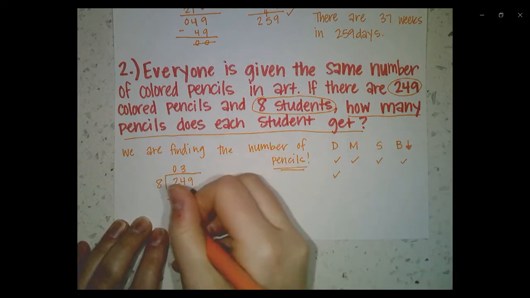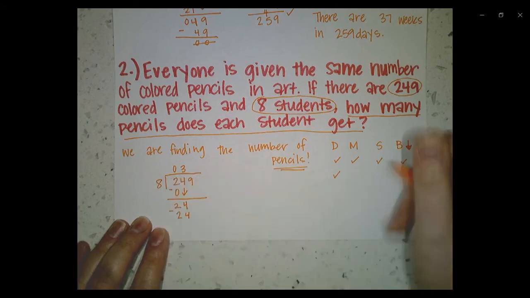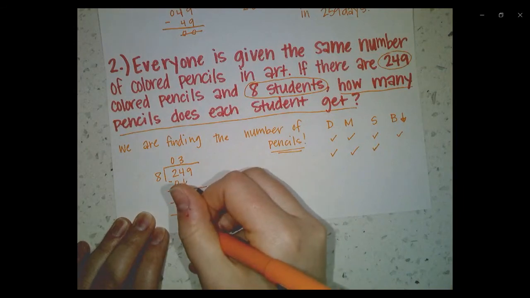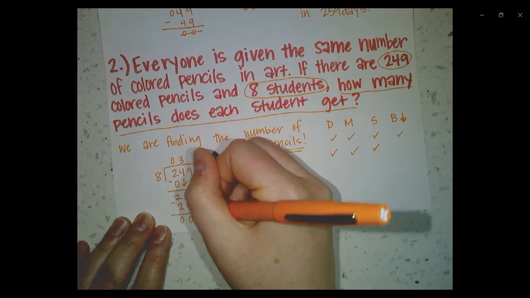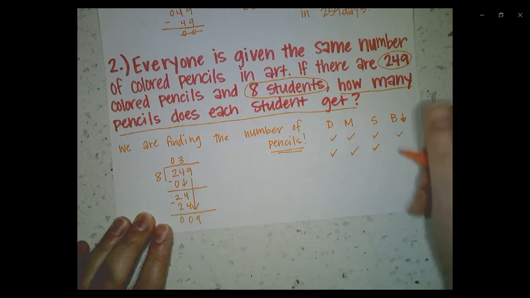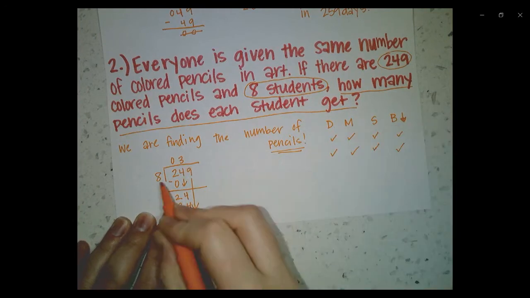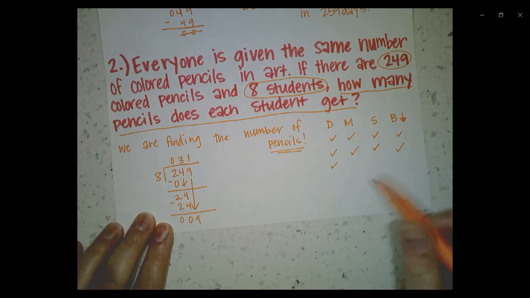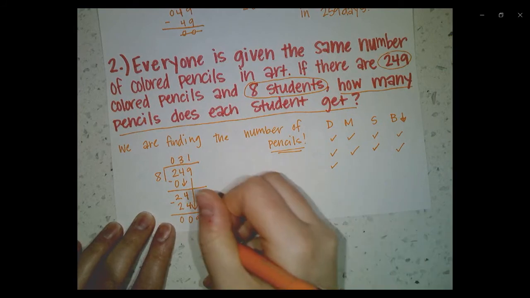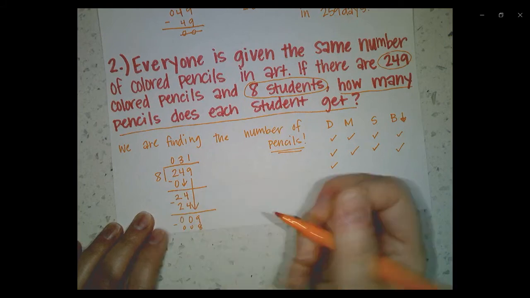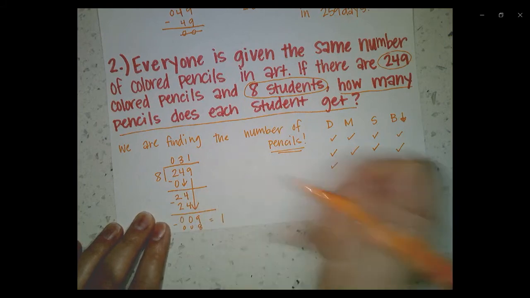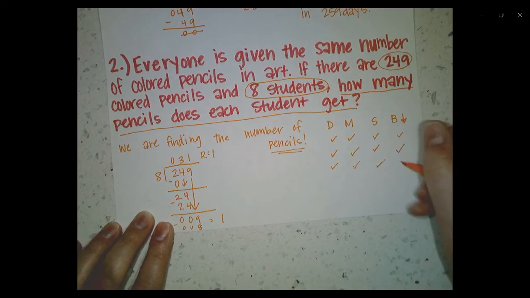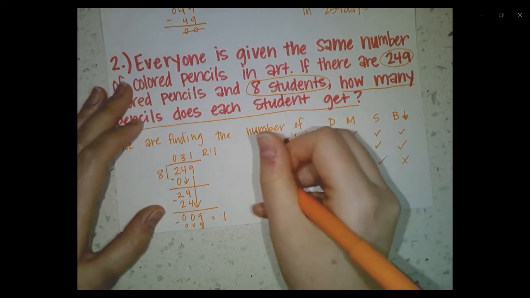Then we multiply. 3 times 8, well, that gives us a perfect 24. Then we subtract 24 minus 24, and we get 0. And our last step is to bring down the 9. How many times does 8 go into 9? Well, it goes just once. 1 times 8 is 8. And I actually ran out of room here. And so 9 take away 8 leaves us with 1. So we got a quotient of 31 with a remainder of 1, and we don't have any more place values to bring down, so we know that we're finished.